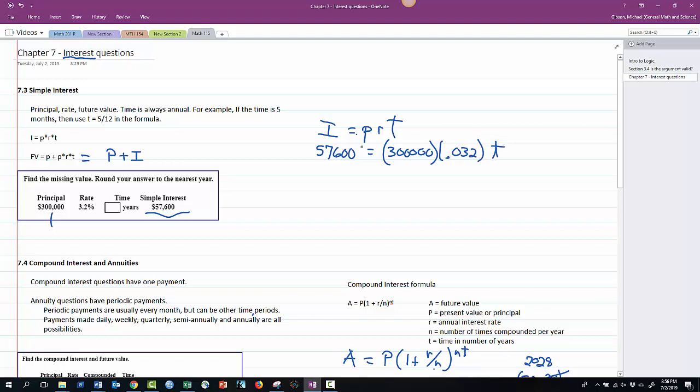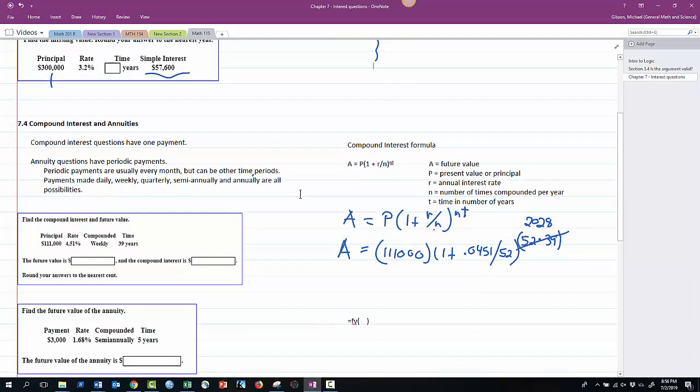And by the way, for these questions, time is always annual, all right? So for example, if they say it's 5 months, you have to convert that to an annual basis. So if they say something like 5 months, then time would be 5/12. All right, and so from here you would solve for T, okay? I'm just kind of going over some of the big picture ideas here, so I'm not going to actually work most of the details out.